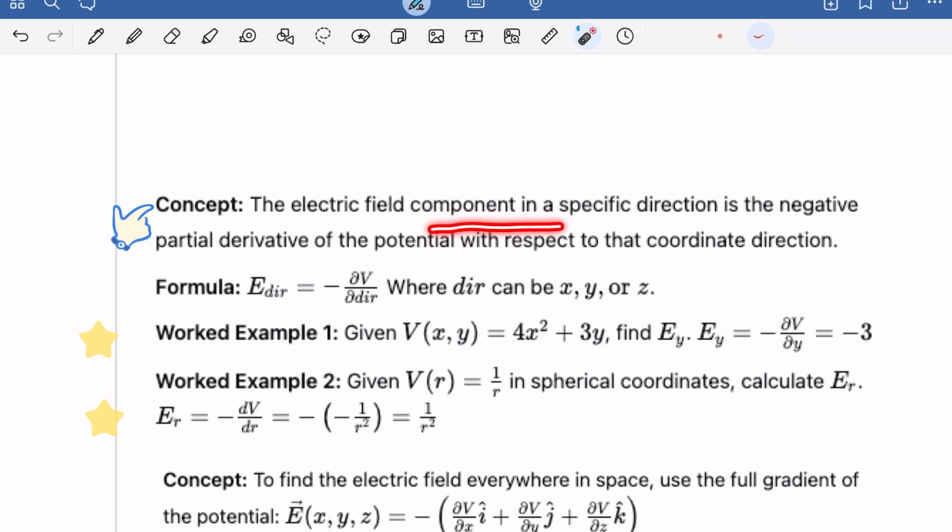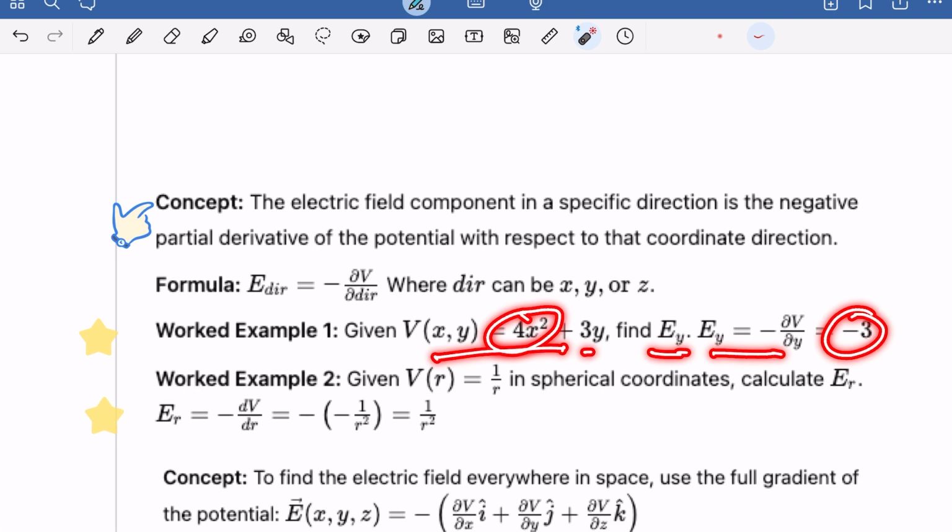The electric field component in a specific direction is the negative partial derivative of the potential with respect to that coordinate direction. We looked at that. It's written here. And if you're given a function, now this is a repeat, so I'm going fast, and you're asked to find E sub y, then you do negative ∂V/∂y, which will give you simply -3, because this whole thing becomes 0. What does that mean? That means the potential is constant. It's not changing with y.